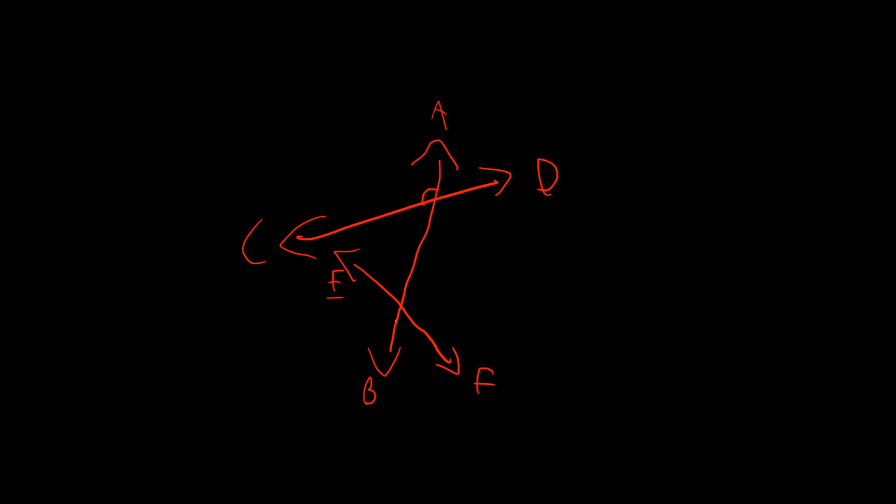This angle and this angle are alternate exterior angles because they're both outside the two lines and opposite sides of the transversal. This angle and this angle are alternate exterior angles too because they're outside the two lines but on the other side of the transversal lines.